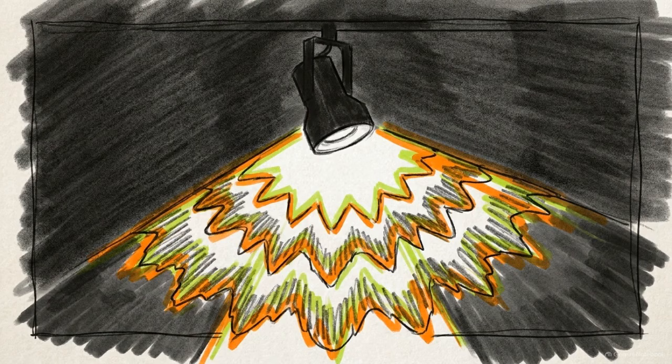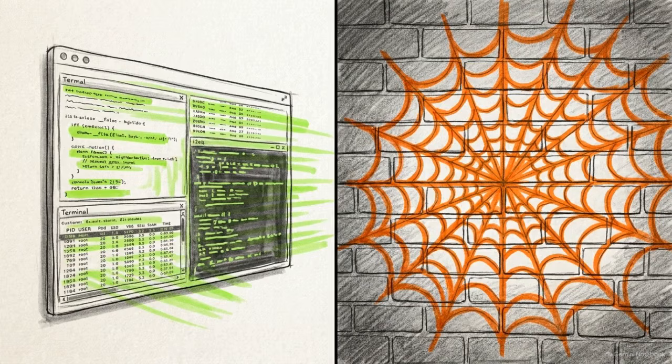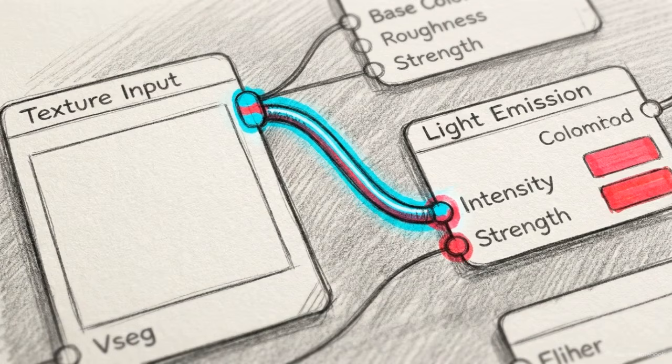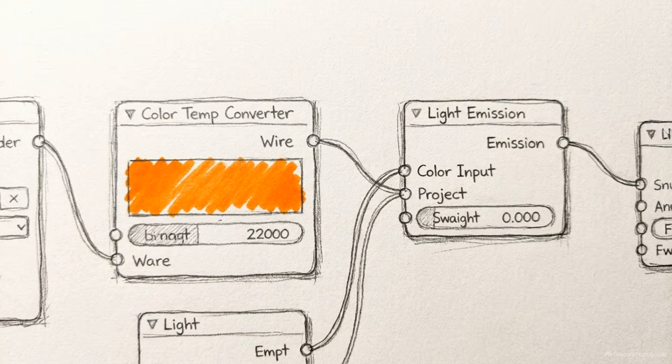We fix this by using IES profiles. These are downloadable text files provided by real-world lighting manufacturers that perfectly replicate actual light bulb fall-off patterns. To apply one in Blender, open your node editor and plug an IES texture node directly into your emission strength. Add a blackbody converter node to handle the color, and your lamp will emit mathematically accurate light temperatures.